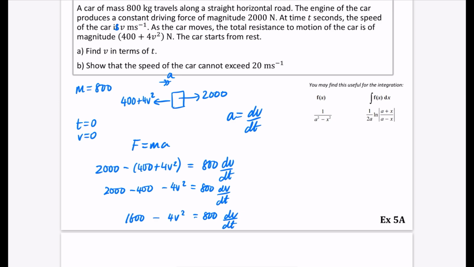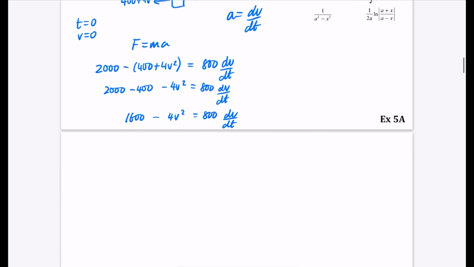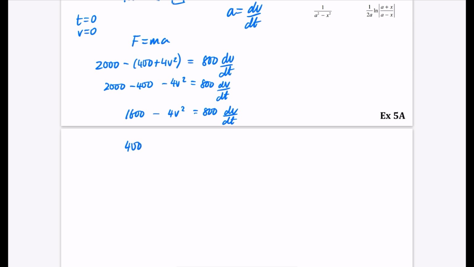Now, I can see pretty clearly here that everything has got a factor of 4. That can divide by 4, that can divide by 4, that can divide by 4. So it's probably going to make life a bit easier if I just write it as 400 minus v squared equals 200 dv/dt. Now at this stage, all of the v's need to be on this side, and then the dt stuff is going to go to the other side.